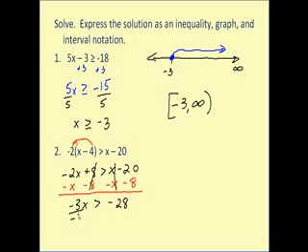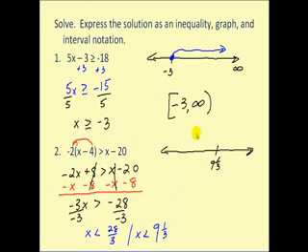Now we'll divide by negative 3. However, remember when you divide by a negative, we do have to reverse the inequality symbol. So we're going to have x is less than 28 thirds. For the purpose of graphing this, we may want to rewrite this as x is less than 9 1/3. Okay, let's graph this.